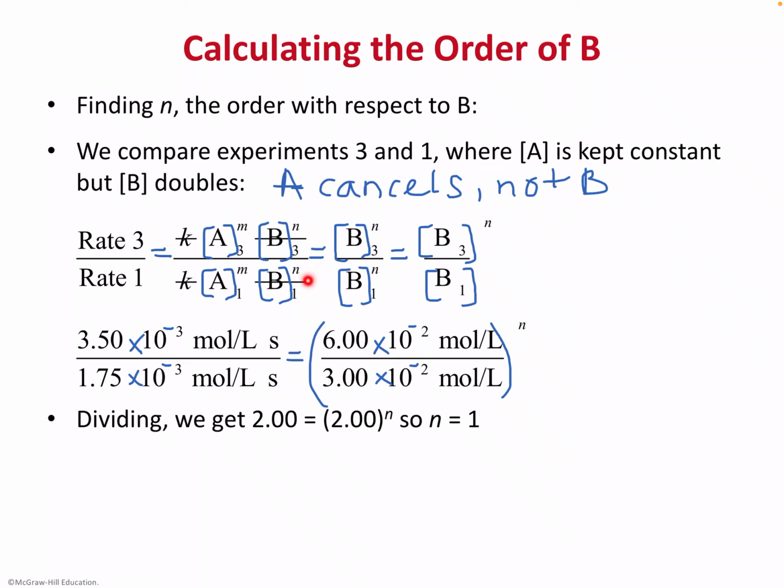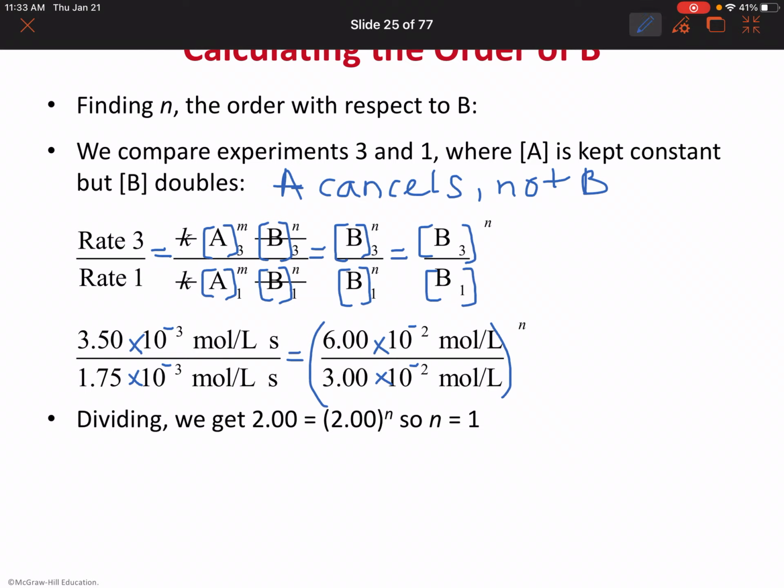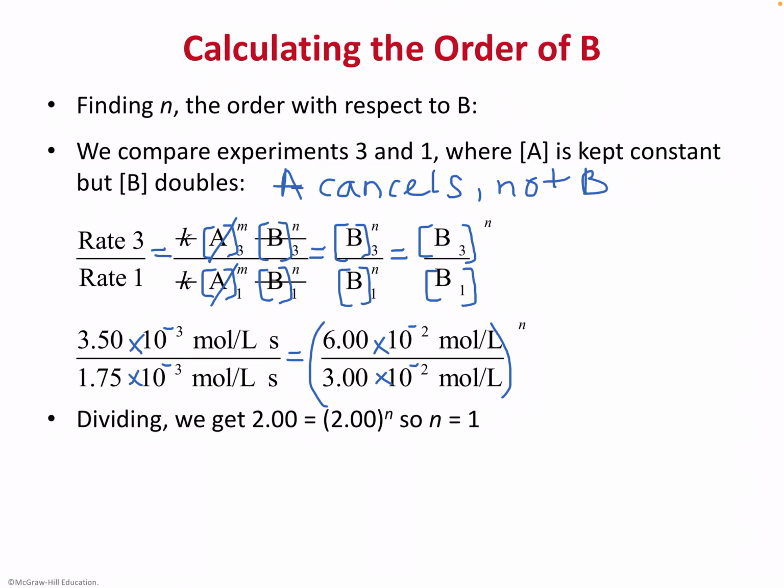So here we are going to find out B, and there is a typo. It says the B is being cancelled, but actually what needs to be cancelled is A. A is going to cancel because A has the same, right? So it's a typo that you see here, B crossed out. A cancels, not B. So this is going to cancel. We keep the B, okay? So B experiment 3 over B experiment 1 data. So B3 over B1.